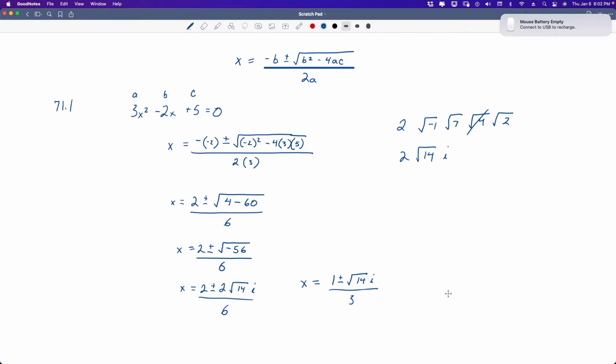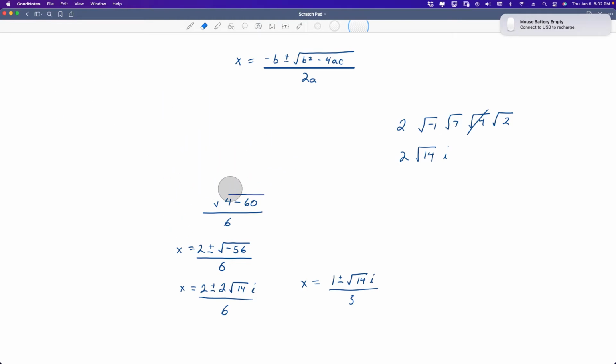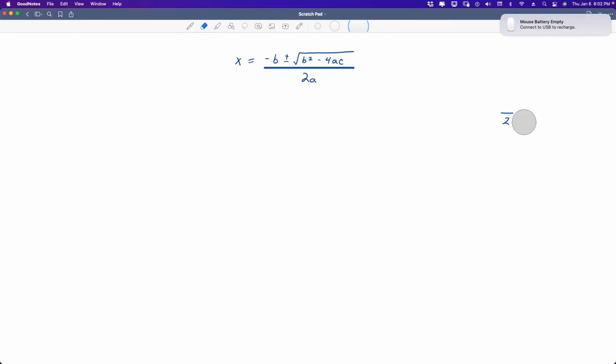All right. That was 71.1. Let's do one more. 71.2. I'm just going to erase this and leave the quadratic equation up there. (71.2), and we are going to have this equation.